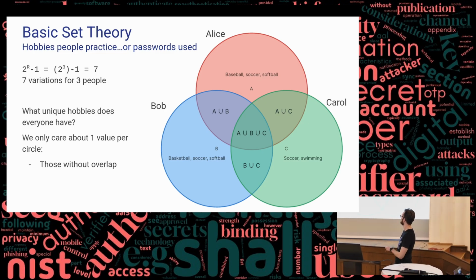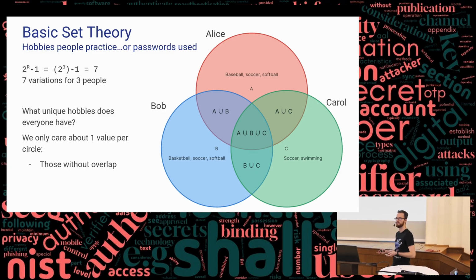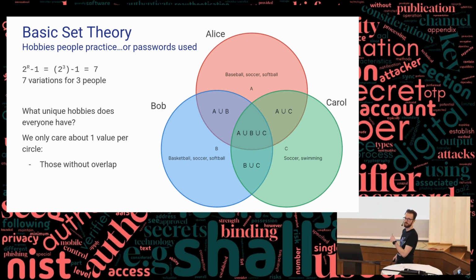It's pretty simple. You've got hobbies like basketball, soccer, and softball. Alice loves baseball, soccer, and softball, and Carol loves soccer and swimming. And there's an overlap between these two. There's also some that are unique to each. So when we talk about set theory and optimizing, it's really about looking at which ones overlap and which ones don't overlap. And when we're applying this to rules, we really want to know which ones are unique on this end, unique on this end, and unique on that end, removing all of the overlap in between as much as possible.